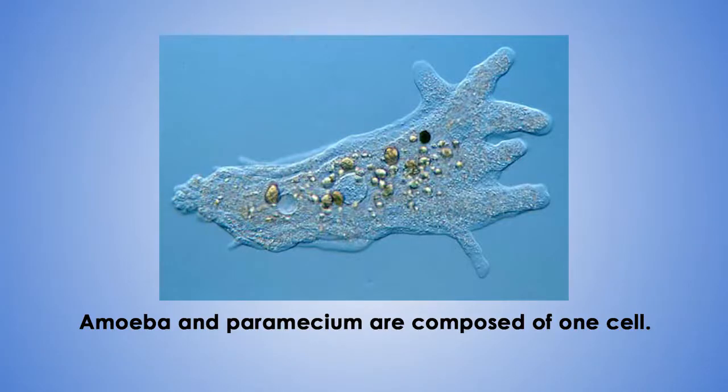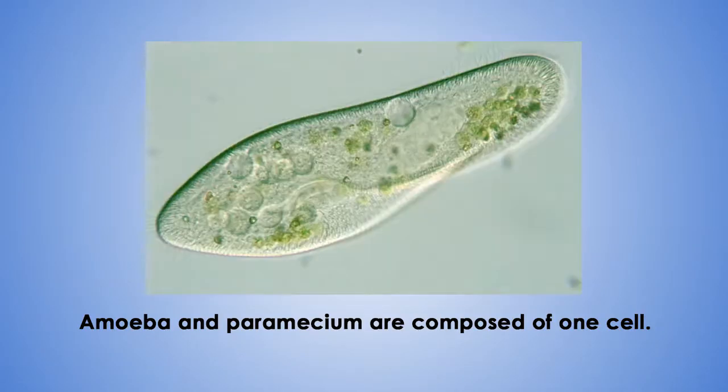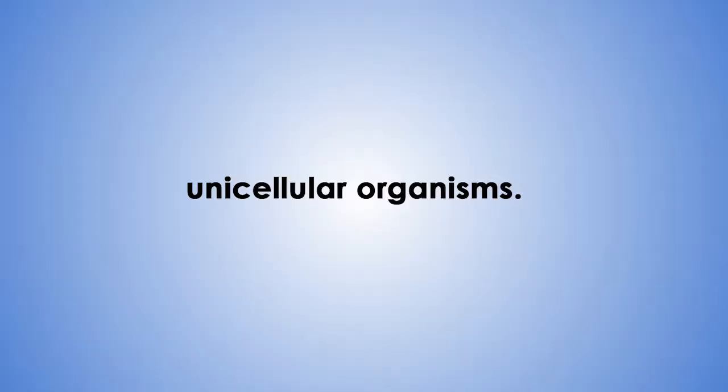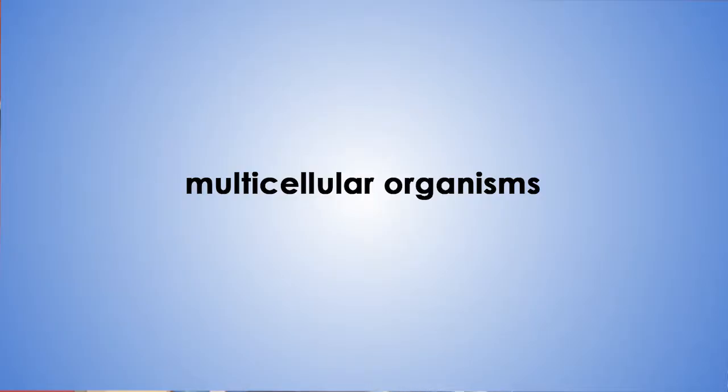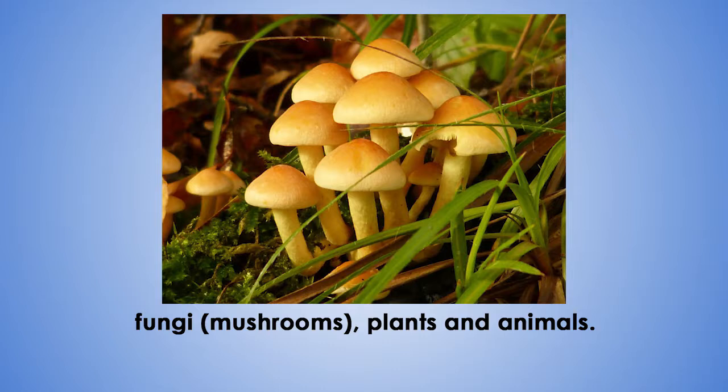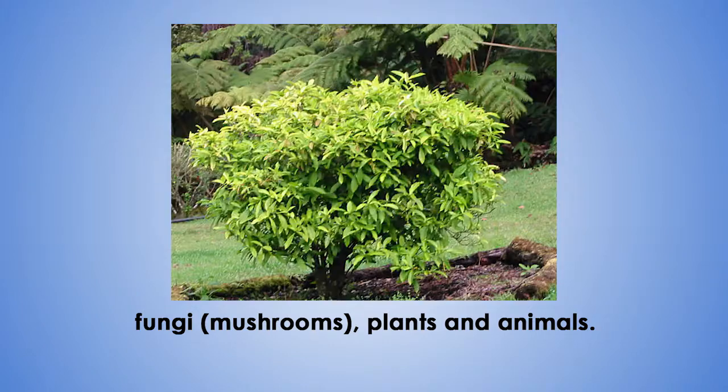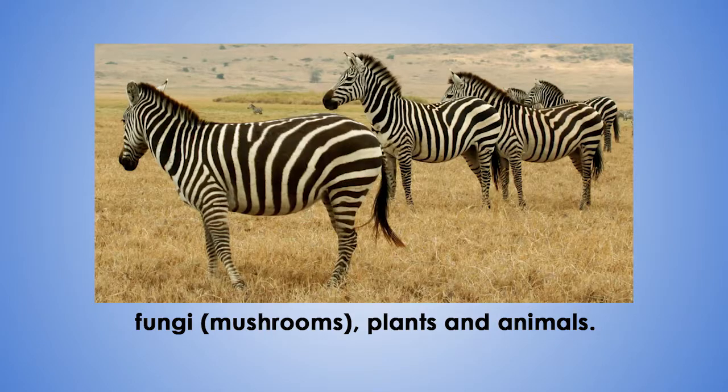Some living things consist of only a single cell. For example, the amoeba and paramecium are composed of one cell. These organisms are called unicellular organisms. On the other hand, some organisms are made up of millions of cells and are referred to as multicellular organisms. For example, fungi, with an example being mushroom, plants, and animals generally.